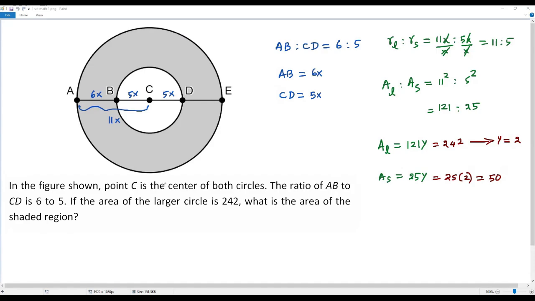As I said earlier, to get the area of the shaded region, we have to subtract the area of the smaller circle from the area of the bigger circle. So the area of the shaded region is equal to the area of the larger circle minus the area of the smaller circle. We know that the area of the larger circle is 242 and the area of the smaller circle is 50. Let me plug in 50 over here. When I simplify this one, I am getting 192. Therefore the area of the shaded region is 192 square units.